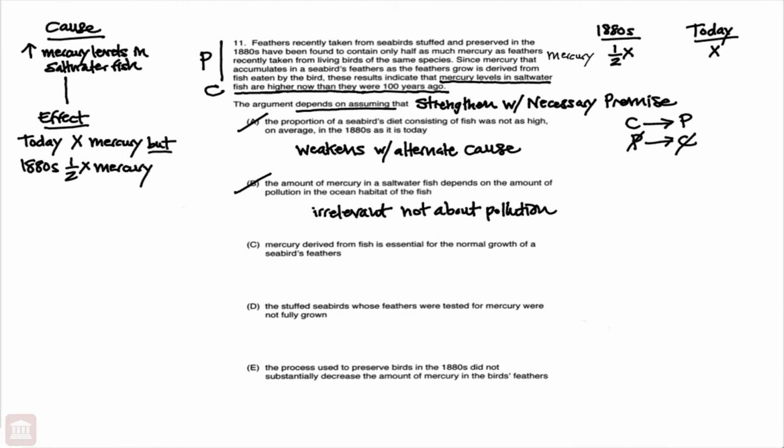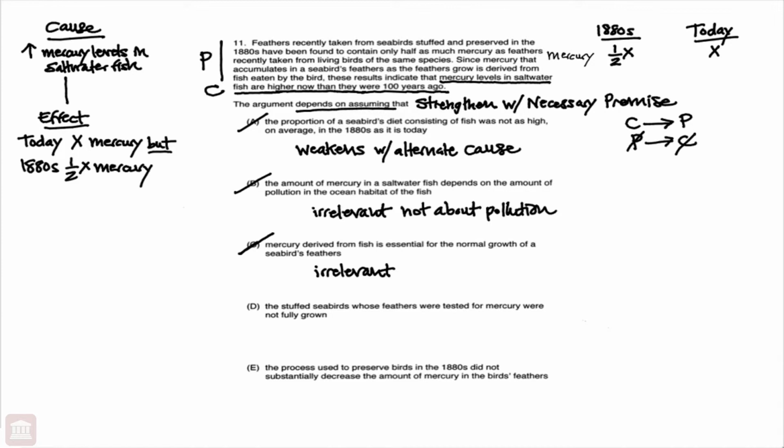Mercury derived from fish is essential for the normal growth of a seabird's feathers. And again, you notice that is completely irrelevant. This is not about the normal growth of these feathers. This is about the amount of mercury in the feathers. So C clearly does not strengthen, and C is out. Which brings me to D.